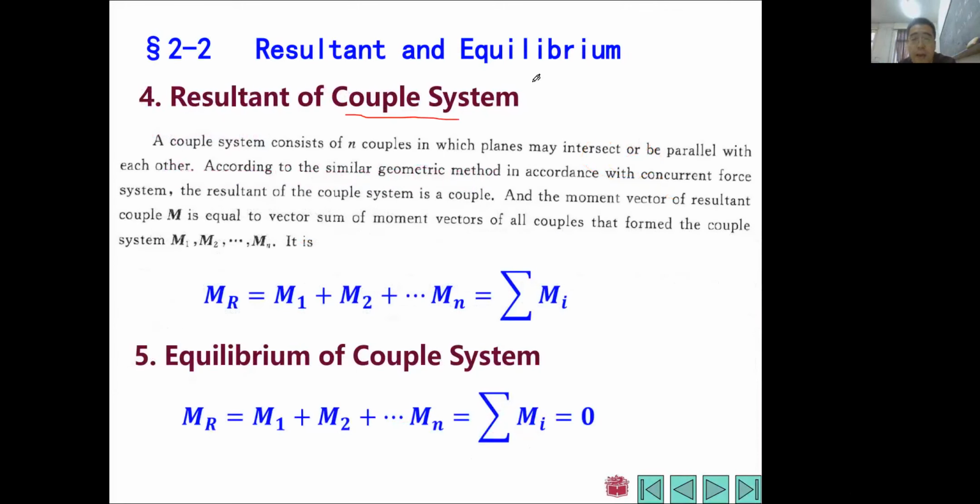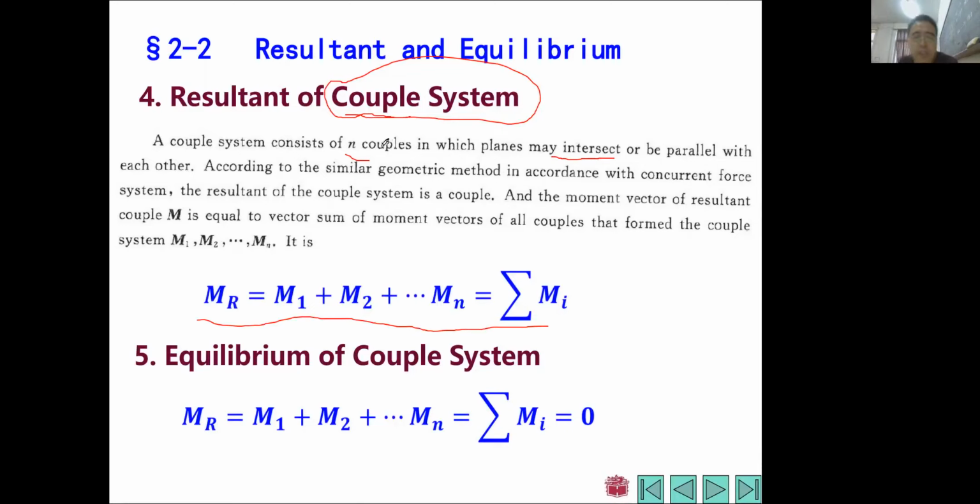So if we have a force system that is very special, only having some number of couples, maybe some of the couples are positive, another is negative. So when we talk about the resultant of a couple system, we only need to do this sum. It tells us a couple system consists of n, this n means number, couples in which planes may intersect or be parallel with each other.